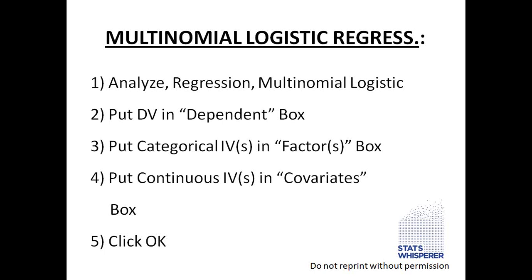The same sort of pattern in SPSS. Analyze, Regression, we go to Multinomial Logistic. Now here's a little difference. You put the dependent variable in the dependent box, but you put the categorical independent variables in the factors box and the continuous independent variables in the covariates box and click OK. This gives you the 95% confidence interval by default, so you don't have to click it.